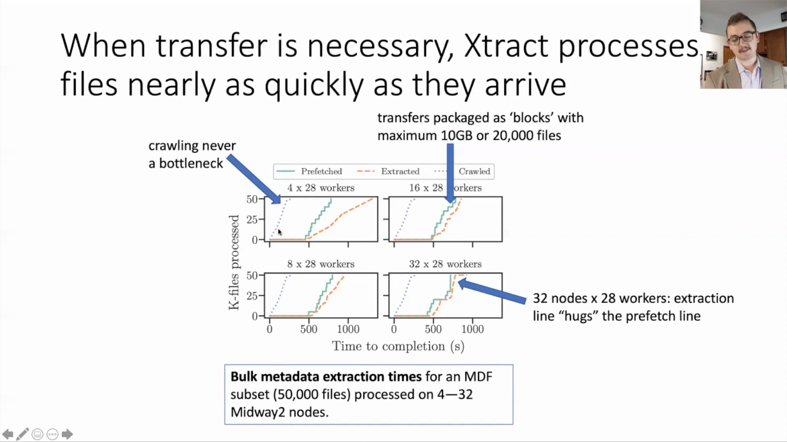So we notice here that if you look at this dotted line that represents crawling, it is never a bottleneck, kind of as I described before, but you didn't believe me, but now you believe me. We take everything we need to transfer, put it into blocks, and try to concurrently transfer them out, right? Eventually, as they start arriving in a step function way, and we scale up the number of extractor workers that are processing this data, we notice that when we get up to 32 nodes, we are basically hugging the lines.